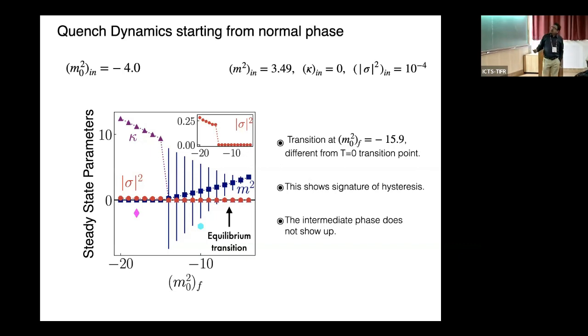Okay, so this is, again, initial mass m0 square is -4. Again, what you see is this thing. So the red dots are sigma square.